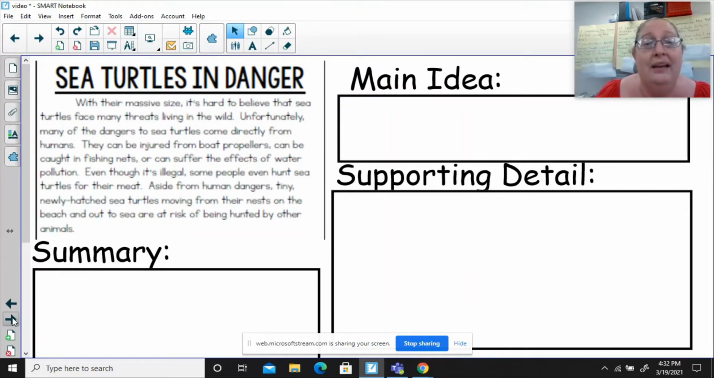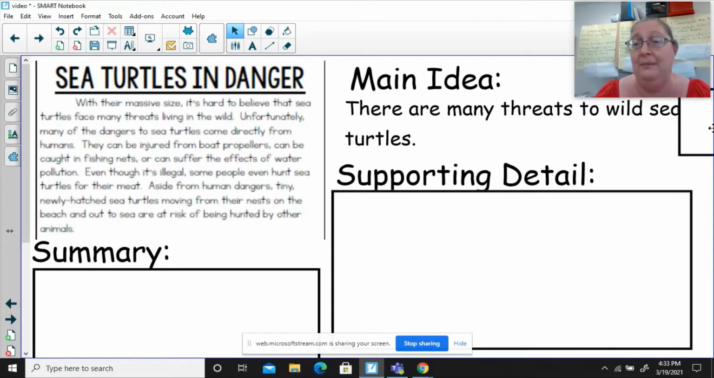If we had a passage where sea turtles was the main idea, we would probably have more information about their lives, about their life cycle, about how they live, where they live. We would have a lot more information about the sea turtle itself. But this passage does not have that information. In fact, this passage has something completely different. So if we're looking at main idea, a better main idea would be there are many threats to wild sea turtles.